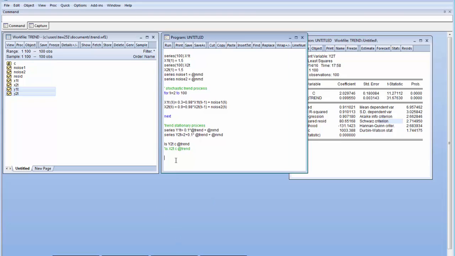So now what I will do is write a code here. Now let's generate a new variable, generate, and we call it y2dt, the detrended variable. Sorry, and this will be equal to, what is this?